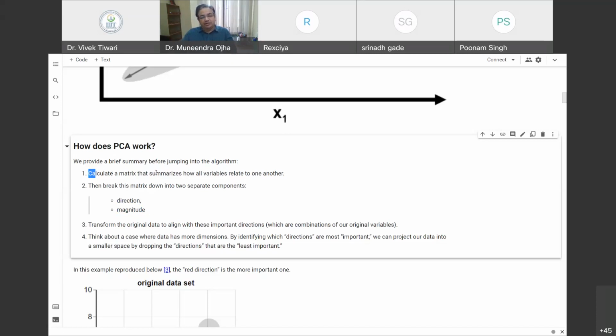So we first calculate the matrix which tells us how all variables are related to each other. Then we break it down into two components, magnitude and direction. Depending upon the decreasing order of magnitude, we find out which directions are the most important and we transform our original data into these directions. When we have done that, we identify which directions are least important and we drop those directions.